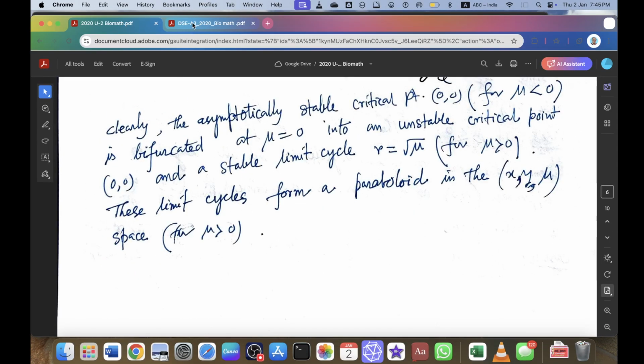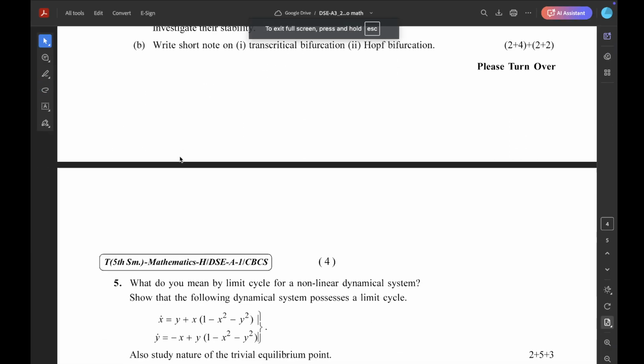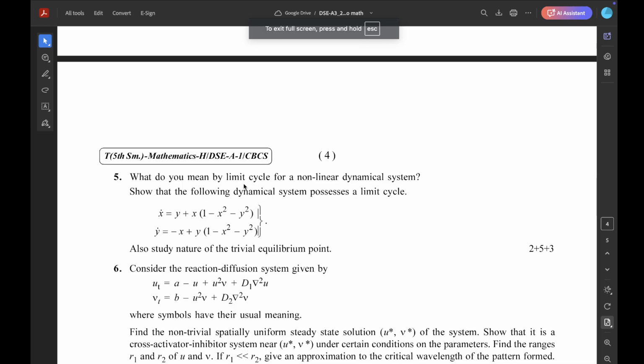Next question. Question 5. What do you mean by limit cycle for a nonlinear dynamical system? Show that the following dynamical system possesses a limit cycle: x dot equal to y plus x(1 minus x squared minus y squared), y dot equal to minus x plus y(1 minus x squared minus y squared). Also study the nature of the trivial equilibrium point.